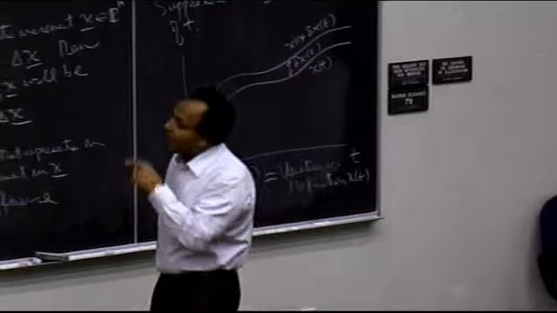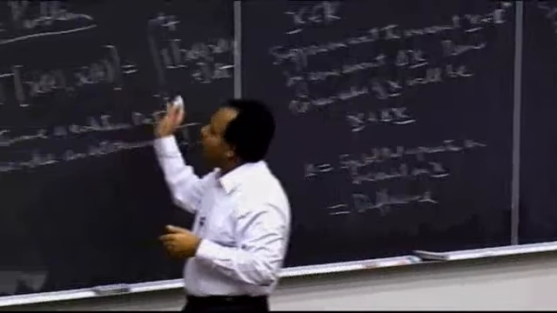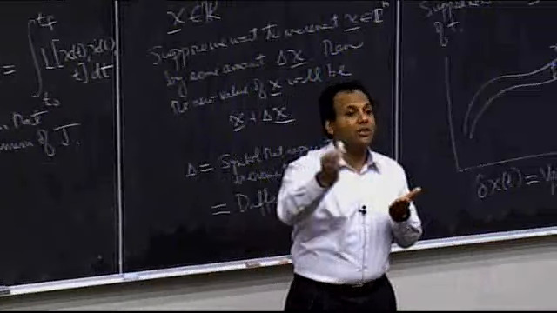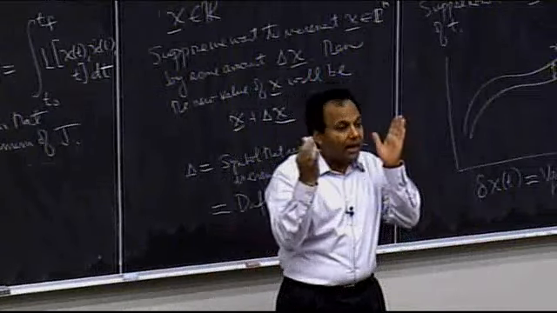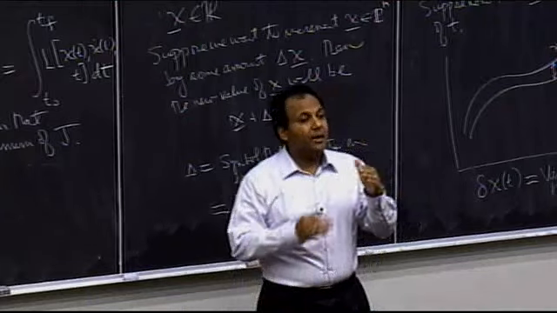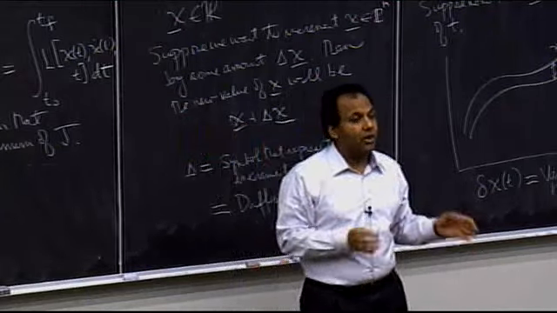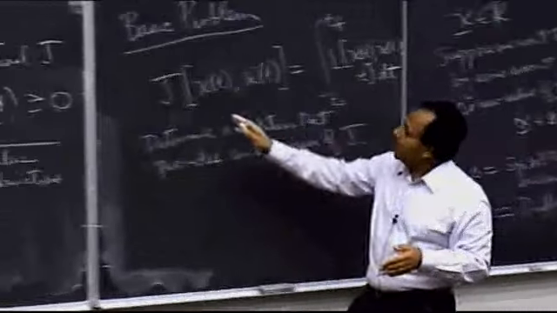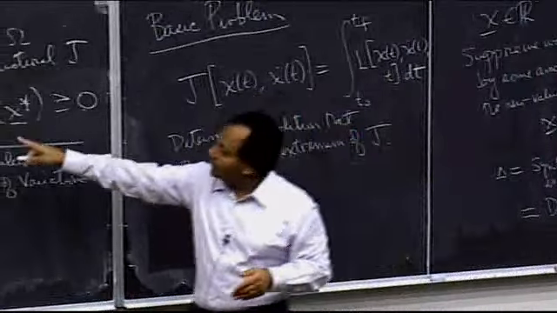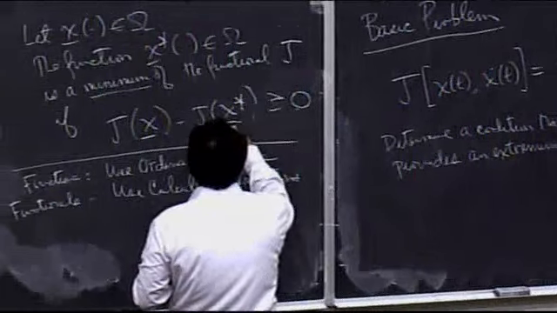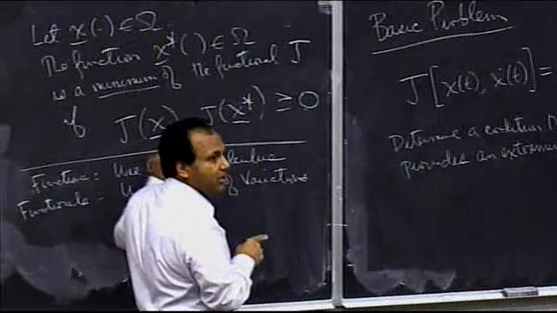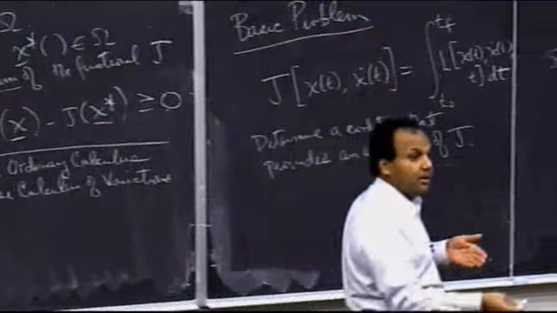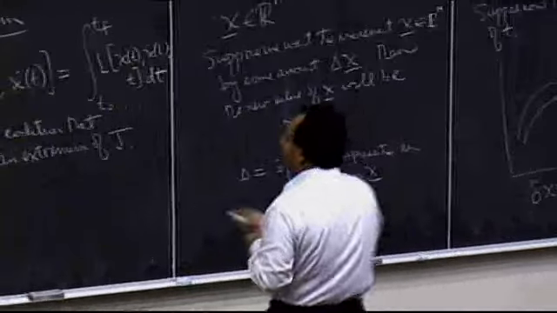But in this case, I don't have a function. I have a functional. So what I'm trying to solve for is a function. I want to know the function that tells me what the extremum is of the functional, meaning give me this function x of t, such that when I plug that in here, if I found the minimum, then if I plug in any other function, I wind up with a bigger value of the functional than I did when I plugged in the extremum value. So how do we do this?